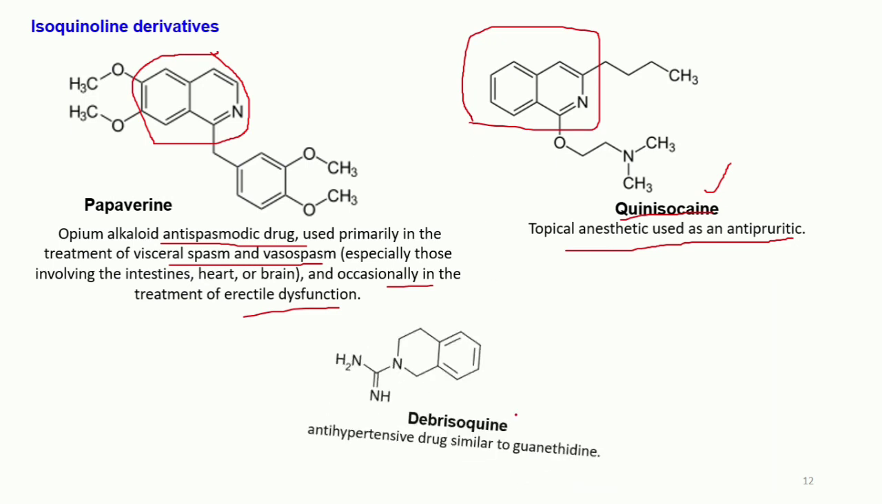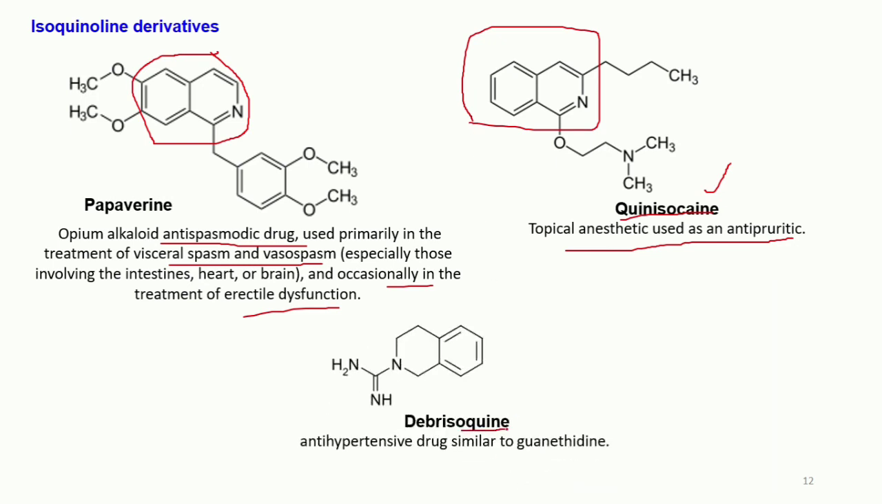In the case of another example, debrisoquine, it is an antihypertensive drug similar to guanethidine. The 1,2,3,4-tetrahydroisoquinoline ring system is present in this debrisoquine.